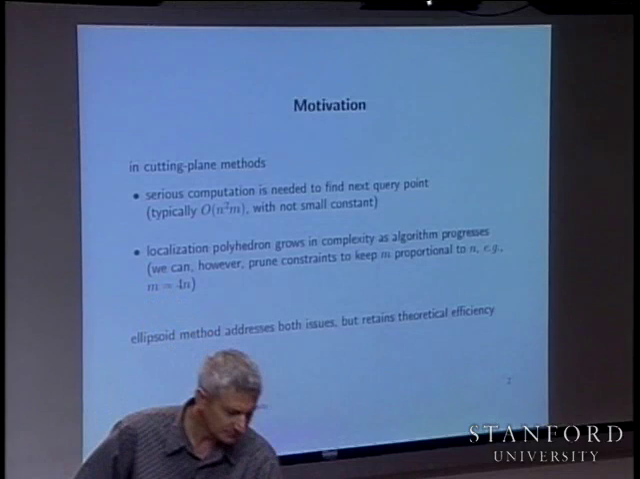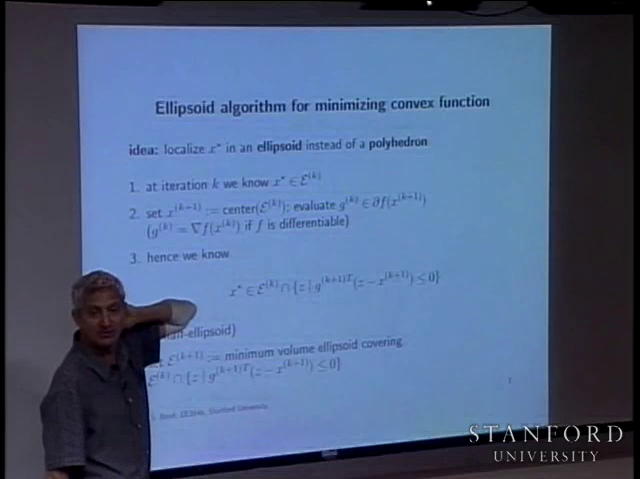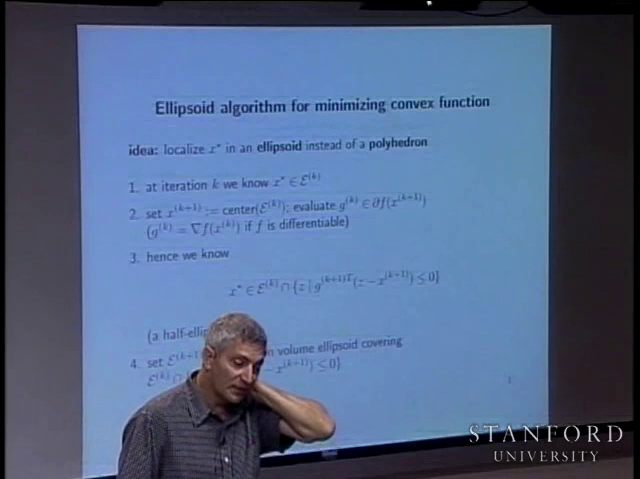Okay. So here's the ellipsoid method. The idea is this: you're going to localize the point you're looking for in an ellipsoid instead of a polyhedron. Now, by the way, that's actually a very cool idea right there.